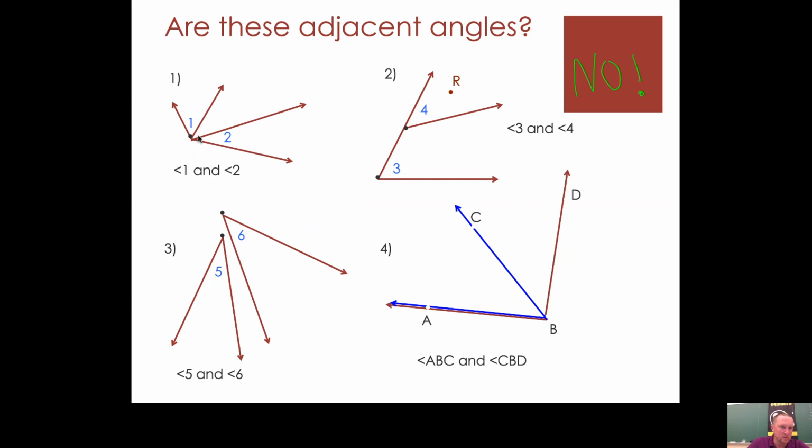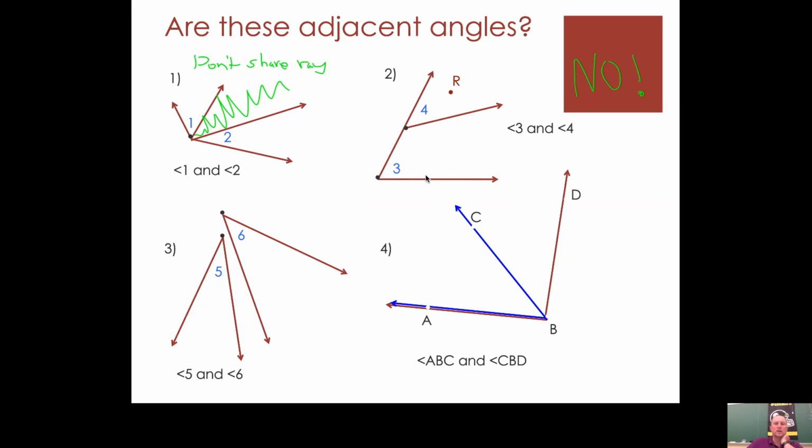Think about your checklist. They share the same vertex, but they don't share the same ray. Angle 1 uses these two rays and angle 2 uses those two rays. Also, you see how there's a space in between the angles? That's why they're not adjacent. So why are they not adjacent? They don't share a side. They don't share a ray. That's what the side of the angle is.